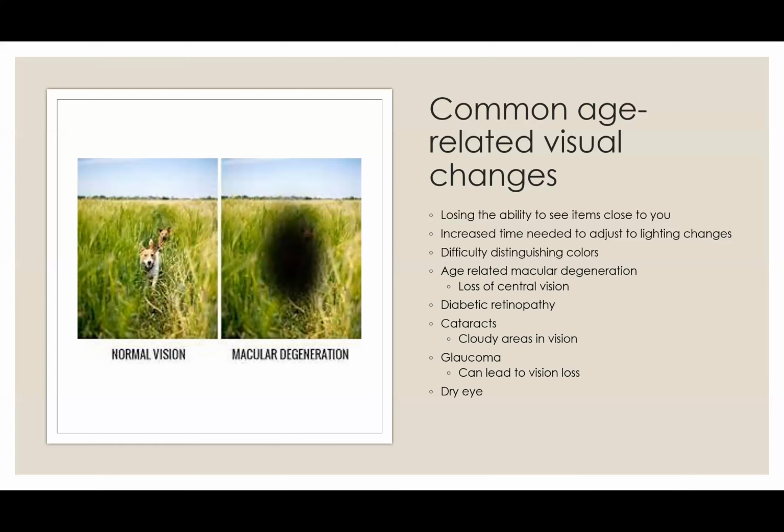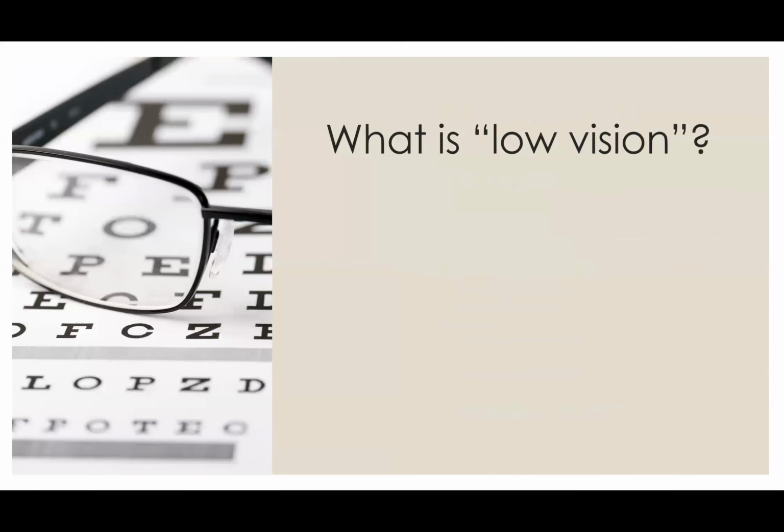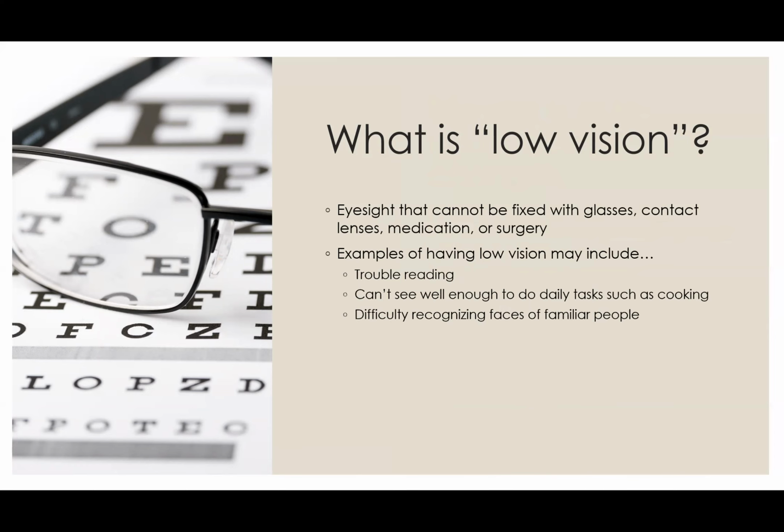So again, like I said, the goal of this is to just throw these terms out so they become a little bit familiar to you. And so then maybe if you hear them, you're going to say, oh, I've heard that before. And then all of these things that we just talked about can result in what's called low vision. So low vision is eyesight that cannot be fixed with glasses, contact lenses, medications, or surgery. Some examples of having low vision and how that can impact you might include trouble reading, not being able to see well enough to do daily tasks such as cooking, or difficulty recognizing faces of familiar people.